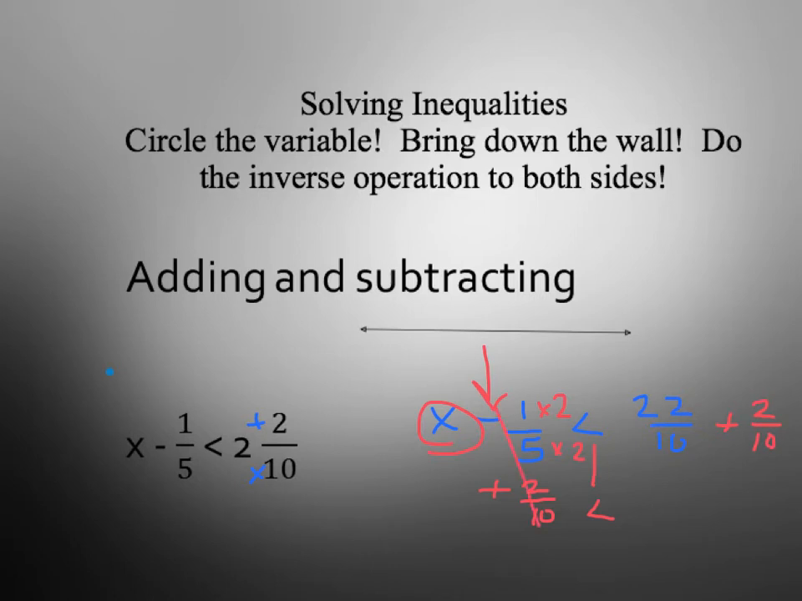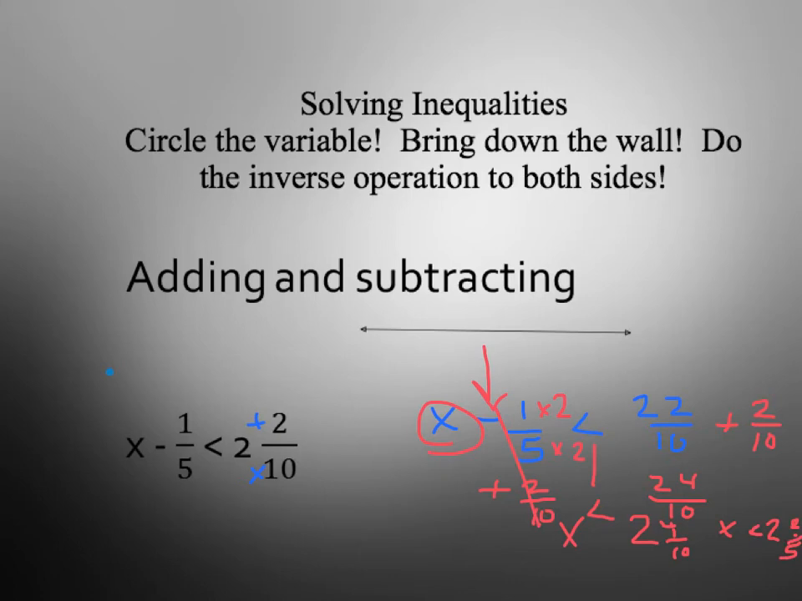Now it cancels out here and leaves me with x. And then on the right hand side, 22 plus 2 is going to give me 24 tenths. All right, and I do know that 10 goes into 24 two times with 4 tenths left, which is the same thing as x is less than 2 and 2/5. And I'm sorry, that's kind of hard to see.